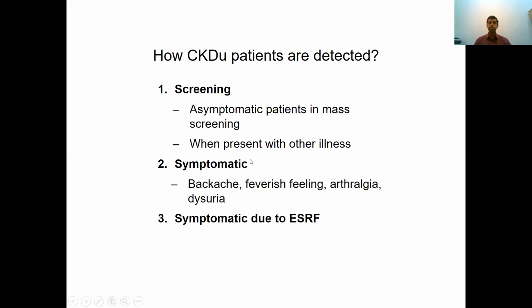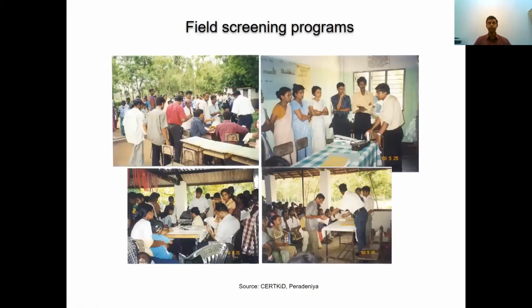Some of these patients presented with very non-specific symptoms like backache, feverish feeling, arthralgia, dysuria. And if you can remember, I mentioned that chronic interstitial nephritis presents with very vague symptoms. So some of these patients present like this. And there were some patients who for the first time just presented in end-stage kidney disease without having any other symptoms at the beginning of their illness.